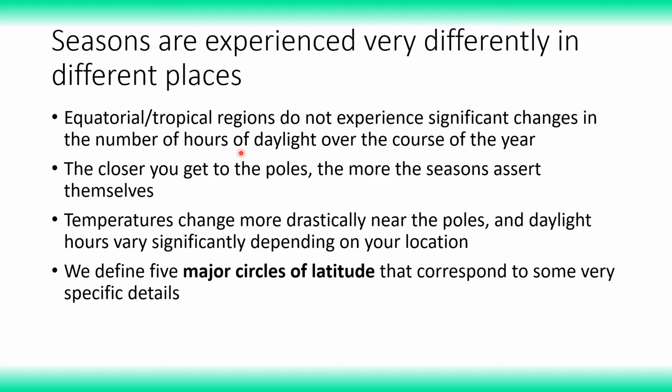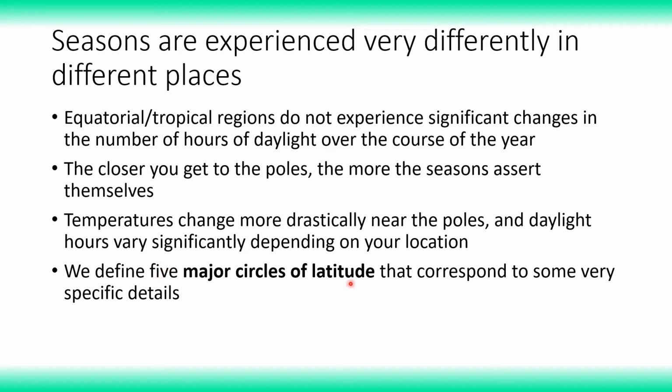So there is a pretty drastic difference that in December, if you go out for a walk at 5 p.m., it's pitch black. It looks like night. But then in July, if you go out for a walk at 9 p.m., it looks like 4 o'clock in the afternoon because the sun is still up. So those things do change drastically, especially near the poles. And like I said, daylight hours vary significantly depending on your location.